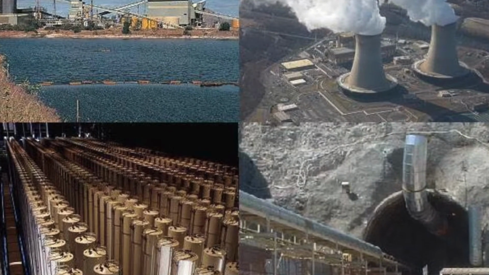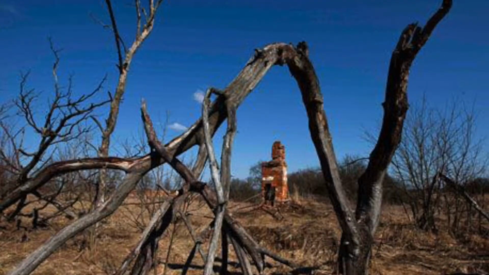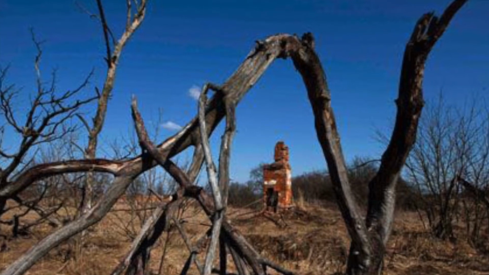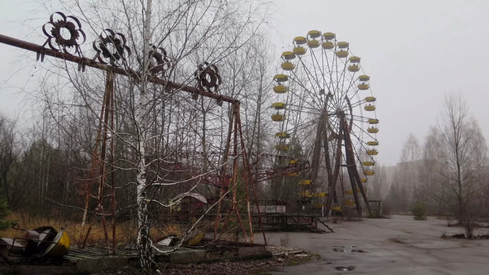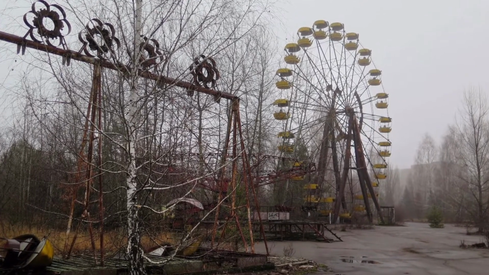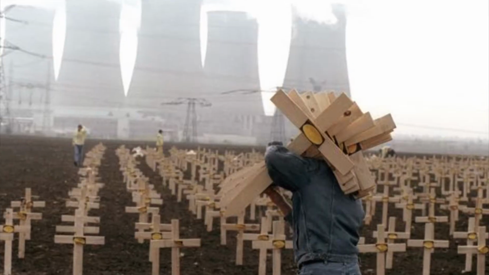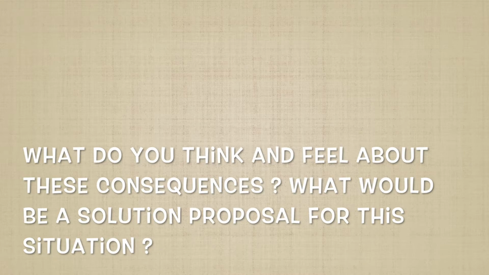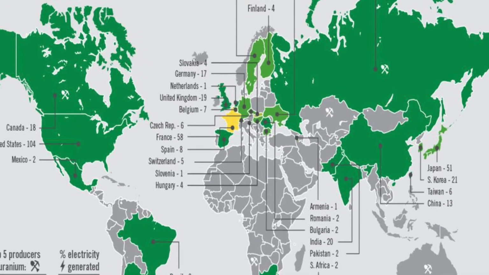Whenever the environment gets exposed to radioactive material, it undergoes many changes harmful to all living life. Radiation penetrates the living organism and destroys cells and changes their anatomy. This leads to mutation, deformation, and death to whatever or whoever comes in contact with it. What do you think and feel about the consequences? What would be the solution proposal for this situation?